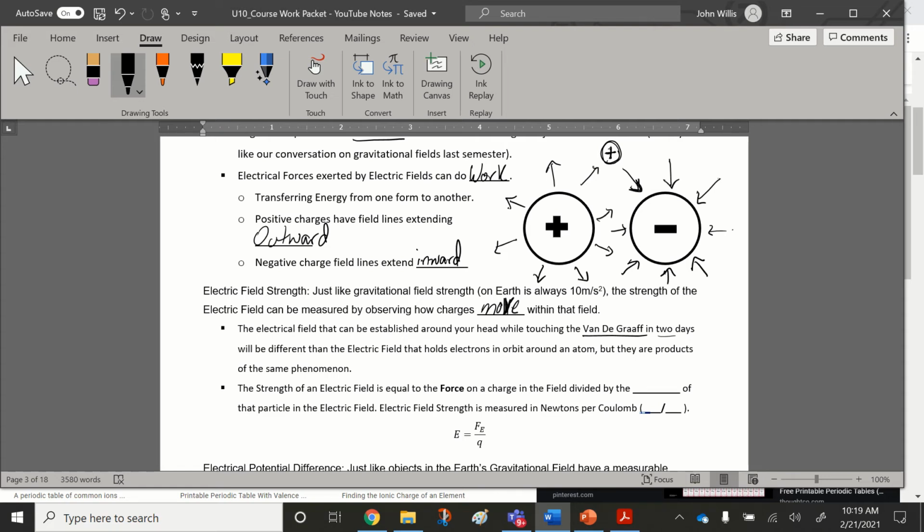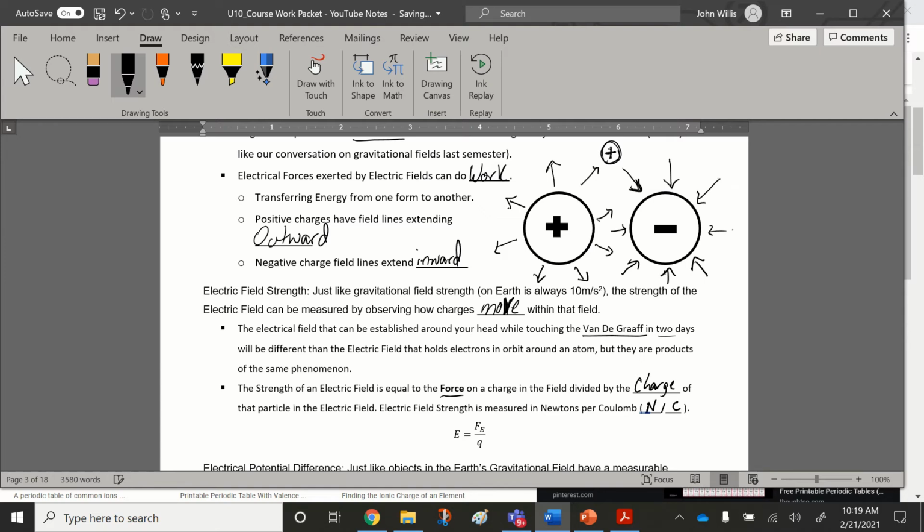It's pretty cool. So the strength of an electric field is equal to the force on a charge divided by the quantity of the charge that is there, right? Divided by the charge of the particle that is present. And because it's a force divided by a charge, its units are a Newton per coulomb.